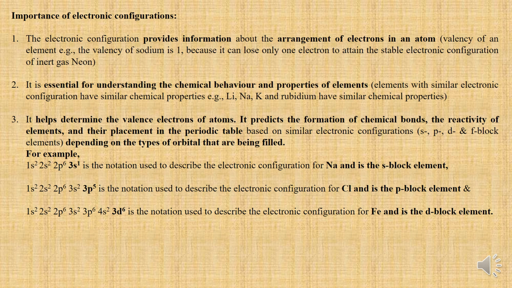For example, 1s2, 2s2, 2p6, 3s1 is the notation used to describe the electronic configuration of sodium, and it belongs to the S block. 1s2, 2s2, 2p6, 3s2, 3p5 is the notation used to describe the electronic configuration of fluorine, and fluorine is a P block element. And 1s2, 2s2, 2p6, 3s2, 3p6, 4s2, 3d6 is the notation used to describe the electronic configuration for iron, and it is a D block element.